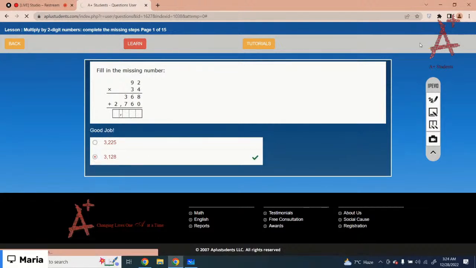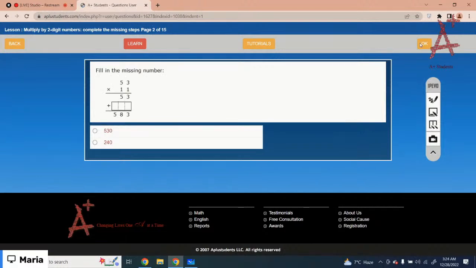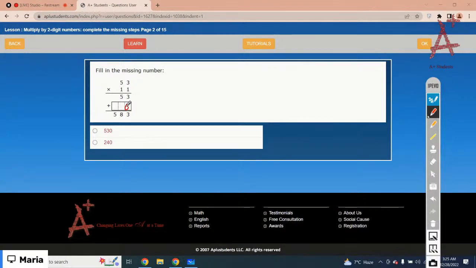Okay, the next one is, find the missing number. So the product of the numbers is missing. So you have to multiply the numbers. It would be 1 times 3 is 3, 1 times 5 is 5. So now you are going to start multiplying by the tens digit. So add a 0 right below the 1. And then you have 1 times 3 is 3 and 1 times 5 is 5. So that means the missing number is 530. Got it?